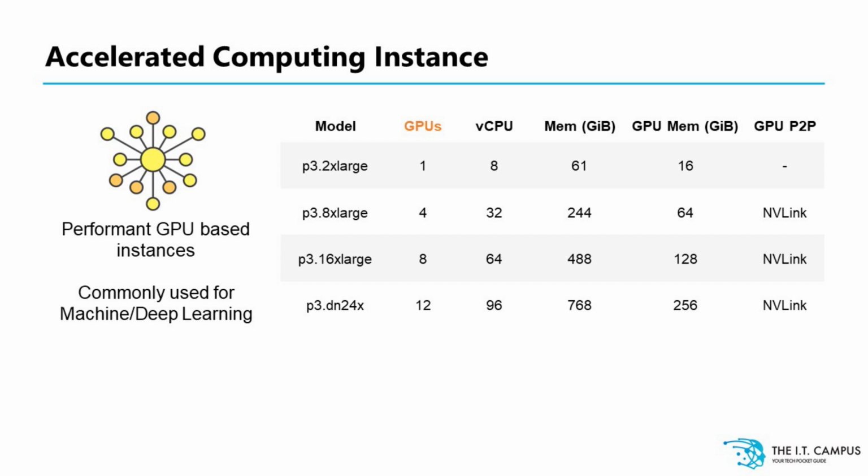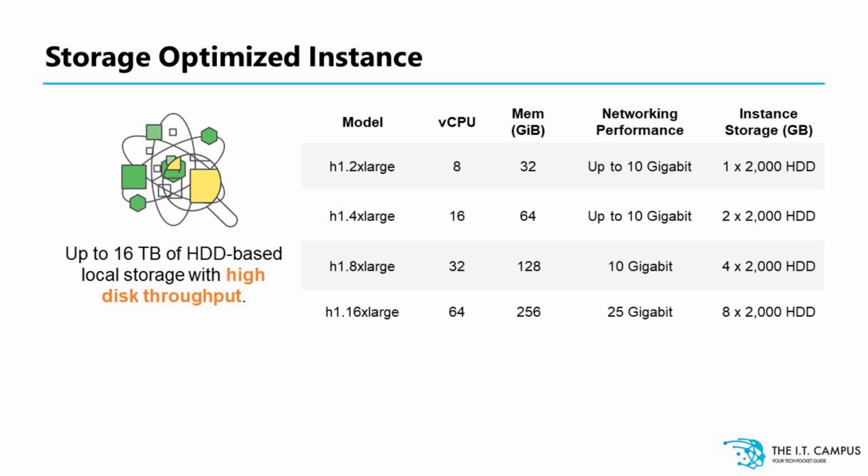Accelerated computing instances. Accelerated computing instances use hardware accelerators or coprocessors to perform functions such as floating point number calculation, graphics processing, or data pattern matching more efficiently than is possible in software running on CPU. P3 instances are intended for general purpose GPU compute applications. Use cases include machine learning, deep learning, high performance computing, computational fluid dynamics, computational finance, speech recognition, autonomous vehicles, and drug discovery.